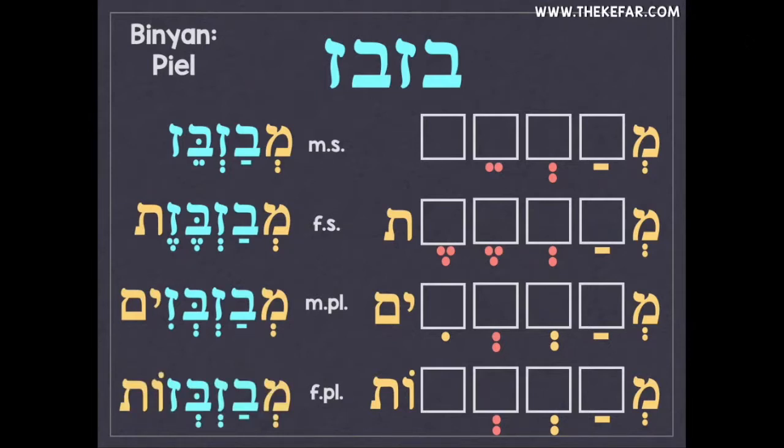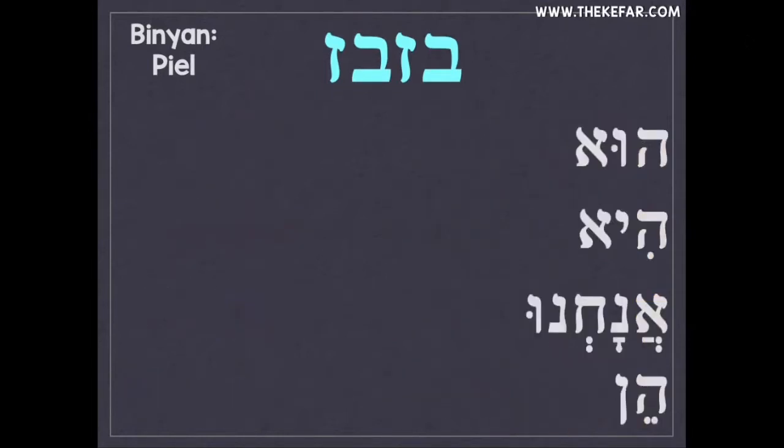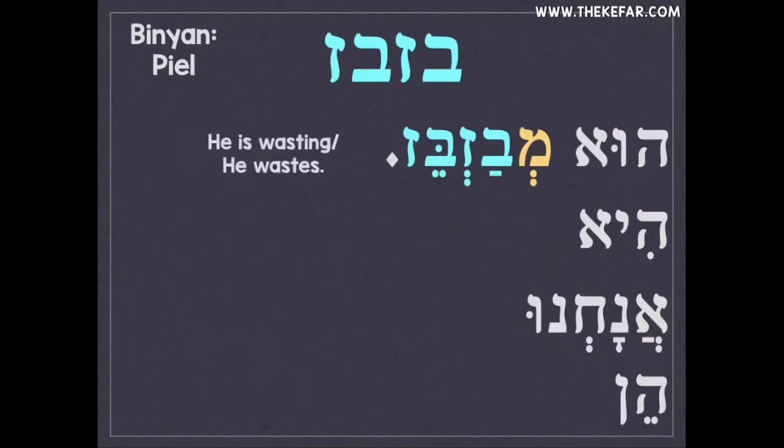Mevazbezot. So pairing the verbs now with some pronouns. For instance, he wastes, like he wastes money. Hu mevazbez. Hu mevazbez kesef, as an example. He wastes money. So that's he is wasting or he wastes.